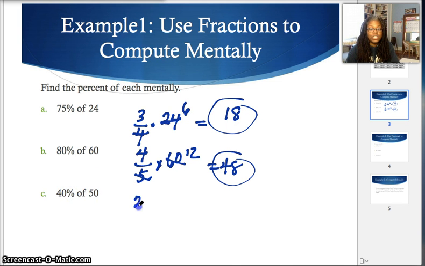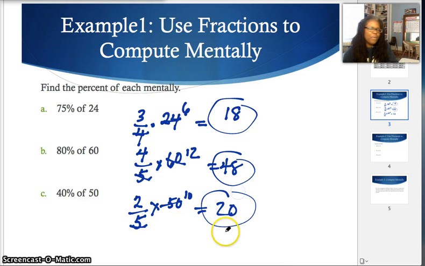40% can be written as 2/5. We're going to multiply that by 50, cross cancel, and I get 20. So 20 is 40% of 50. All right. Hopefully that wasn't too bad, and you really could see yourself doing that mentally. So realize what was the key there? To remember that there are fractional relationships with a lot of percentages, and also remember that we have the skill to simplify multiplying by a fraction with cross-canceling.